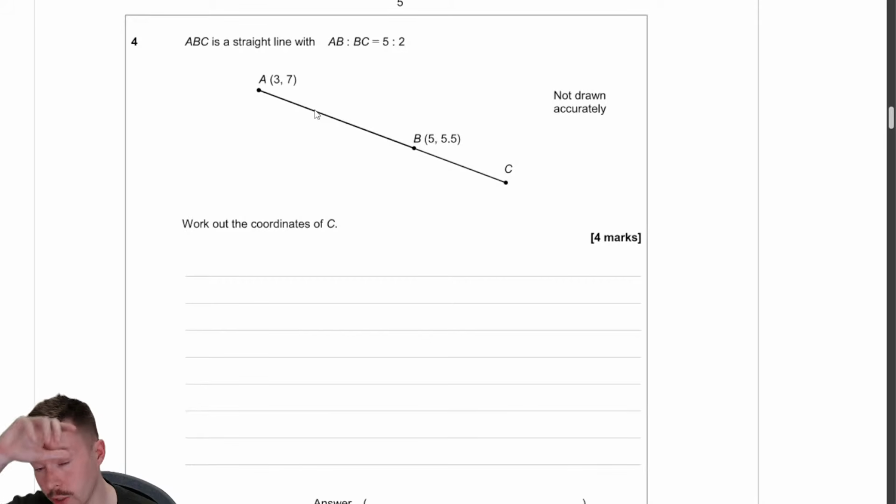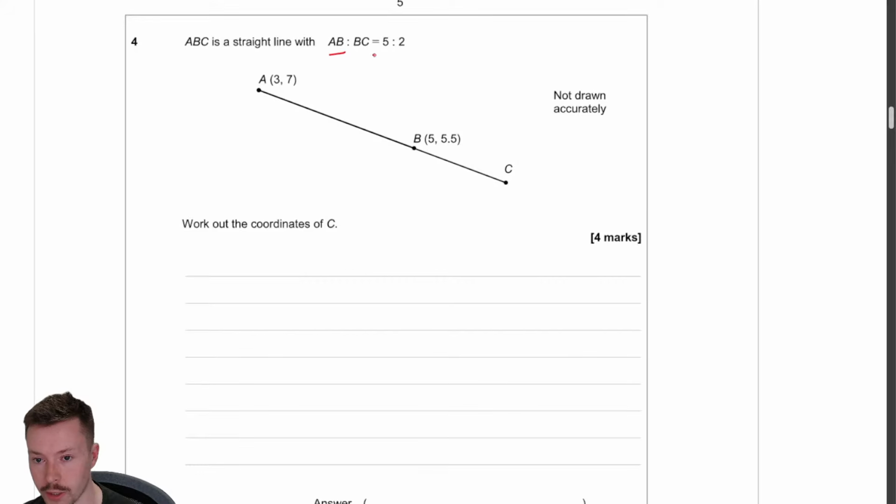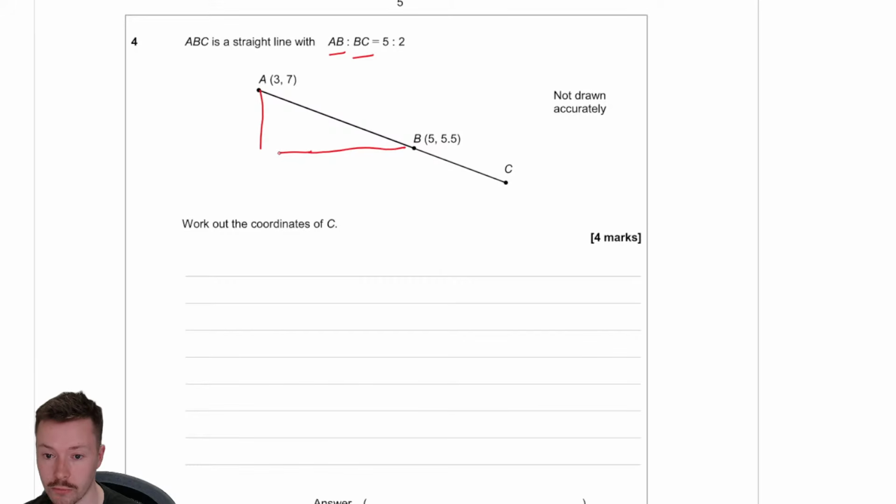This is a really interesting one, actually. This is one that I've seen people struggle with on a GCSE paper, and actually it's not that difficult. So A to B to B to C is in the ratio of 5 to 2. Now you need to break this down into vertical and horizontal numbers, and then use your ratio. So vertically, we're going from 7 to 5.5. So that's minus 1.5. And then horizontally, we're going from 3 to 5, so that's plus 2. So what you want to do is divide that by 5 and times by 2.